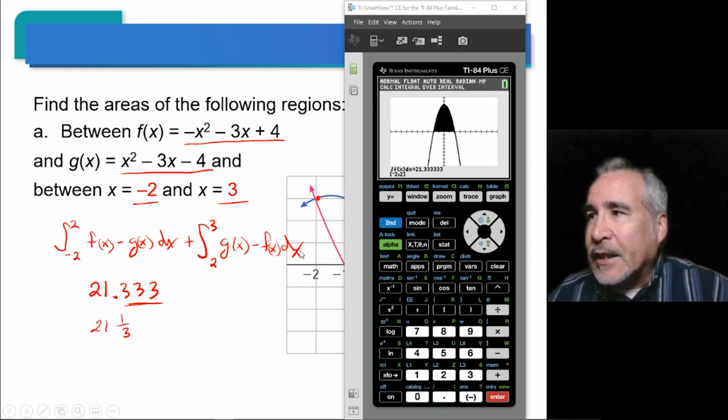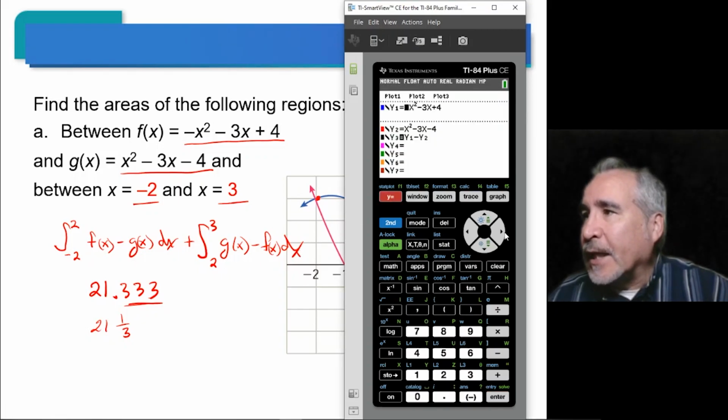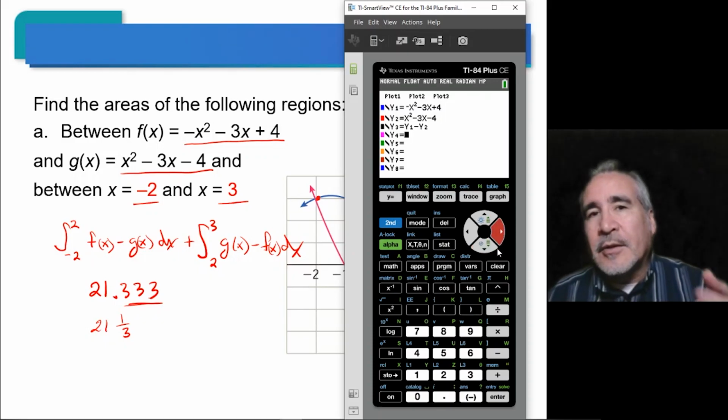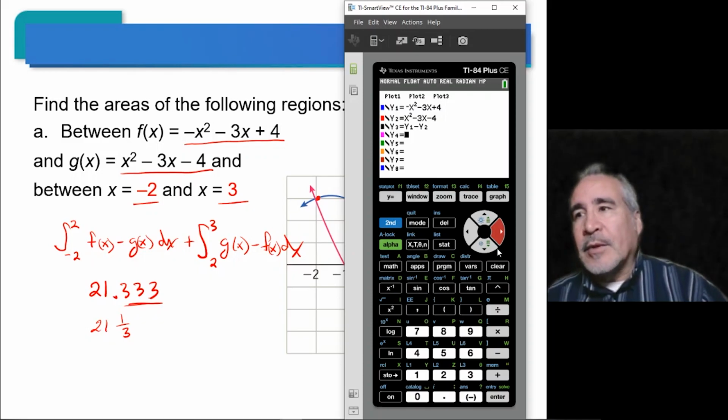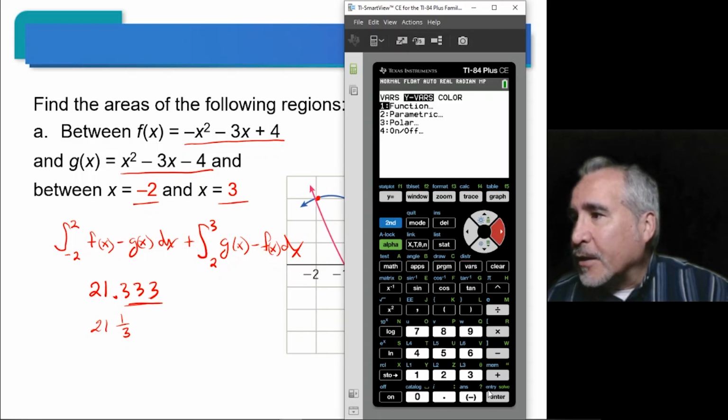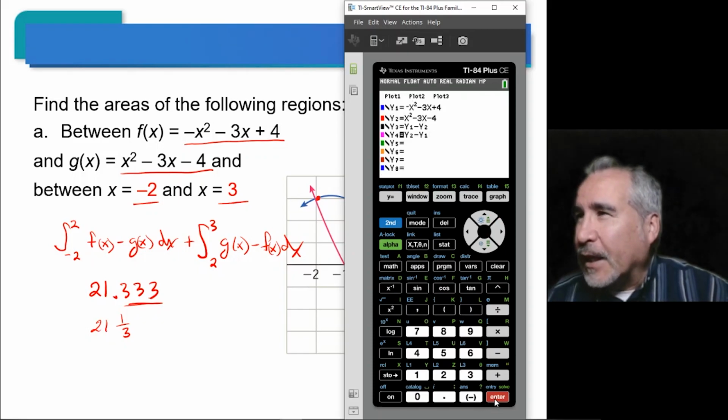Okay, so now to get the other one, we come here, y equals. If you want, you could delete this and then put the new one in. I'm just going to turn it off just so that it's still there, and put a new one in. This one I'm going to do y2 minus y1. That will get us the next region that we're looking for. So again, we go to VARS, y-vars, function, and then we want y2 to be first. And then we subtract VARS, y-vars, function, and y1.